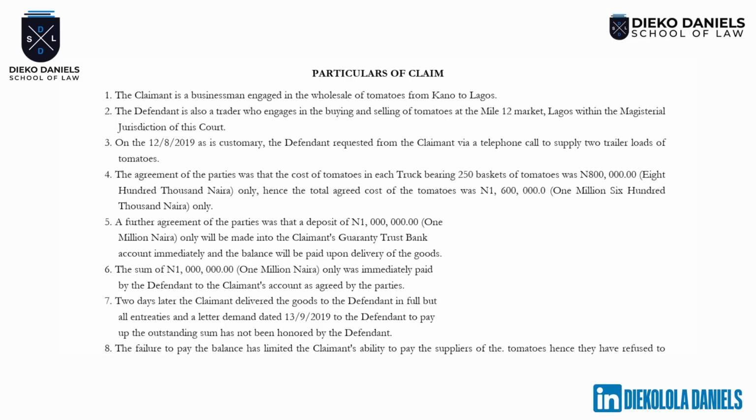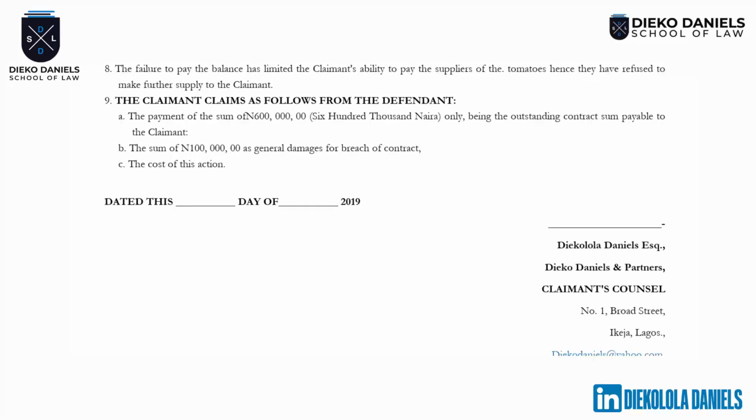Now look at number 6. The sum of 1 million naira only was immediately paid by the defendant to the claimant's account as agreed by the parties. Now 2 days later, the claimant then delivers the goods. Now we're in paragraph 7. The claimant delivers the goods in full, but all entreaties and a letter of demand dated so and so day to pay the outstanding balance has not been honored by the defendant. The failure to pay the balance has limited the claimant's ability to pay the suppliers of the tomatoes. Hence, they have refused to make further supply to the claimant.